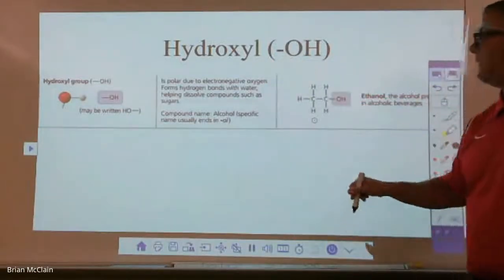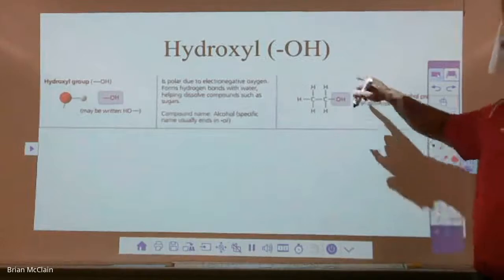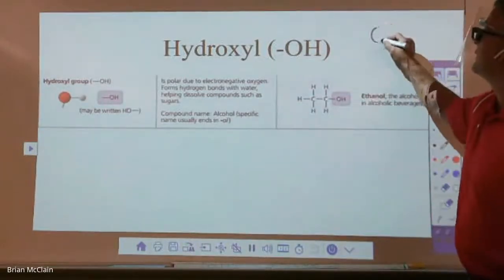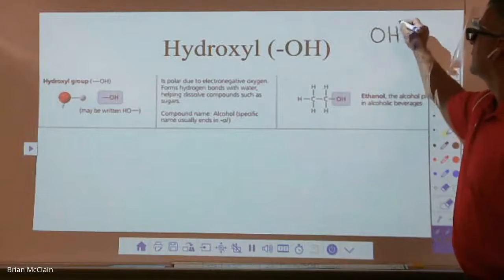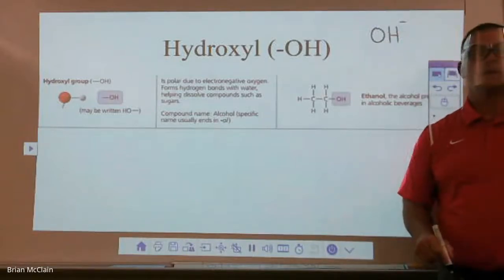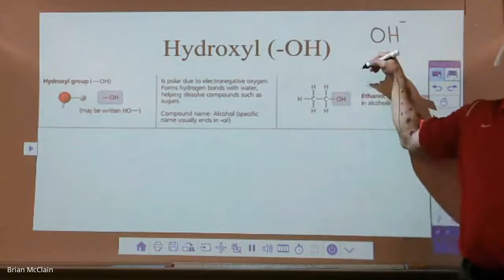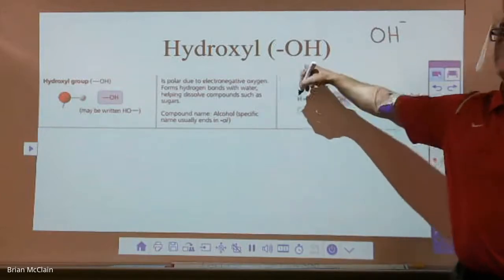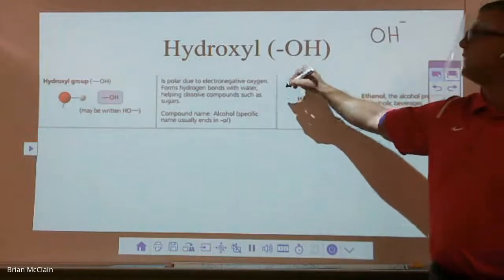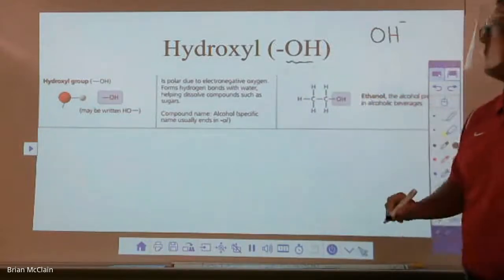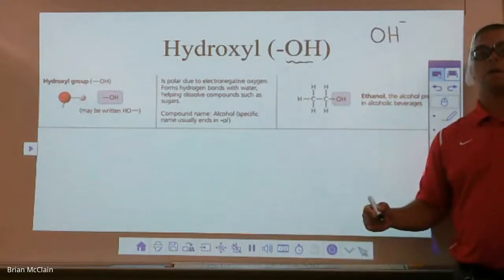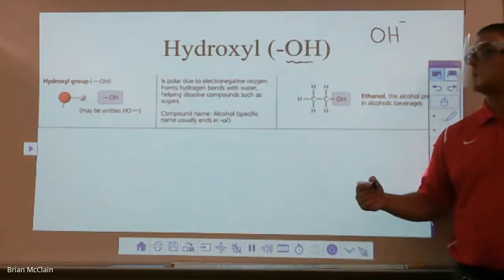Okay, and it's not the same. Please don't make this be the same. Okay, this is hydroxide. This is an ion. This is not the same thing. This is hydroxyl, which is just saying that we have the O and the H. They're bonded onto the end of a molecule. All right, we see this a lot of times.